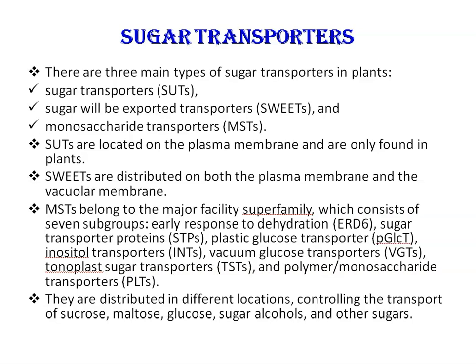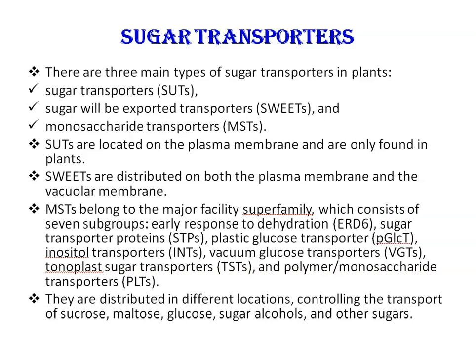Next is sugar transporters. After ion transporters, second type is sugar transporters. Sugar are important component of plant cells and occur in the form of sucrose, fructose, glucose, starch, and other substances in the plant cells. And we know they are responsible for energy supply and signal transduction in plants, right? There are three main types of sugar transporters in plants. Sugar transporters, SUTs, then SWEETs, sugar will be exported transporters, and monosaccharide transporters, MSTs.